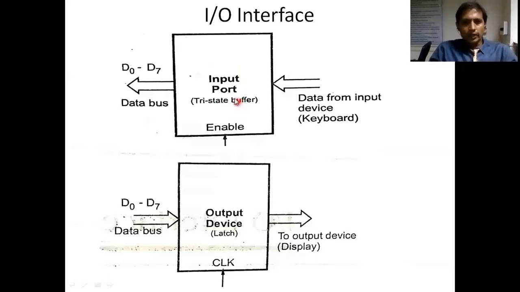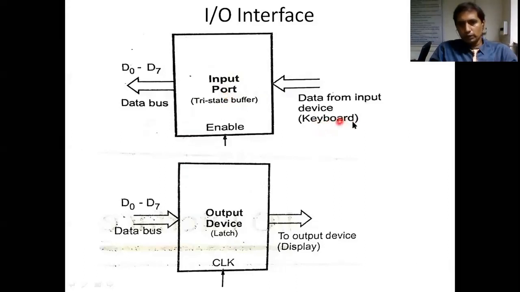Generally, we also call an input port a buffer. So what is the role of the input port? The input port's main aim is to take information from the various input devices, such as a keyboard or any input device, and that information is transmitted to the processor data bus. This is the processor data bus. So the buffer is one input port, and its role is simply to take the data from the input device and transmit that data to the processor data bus. This is the actual role.